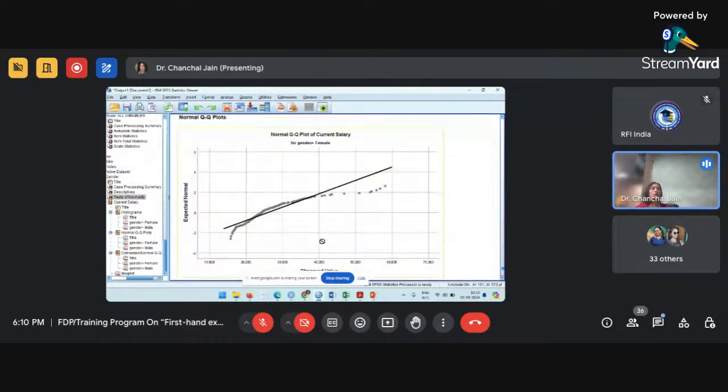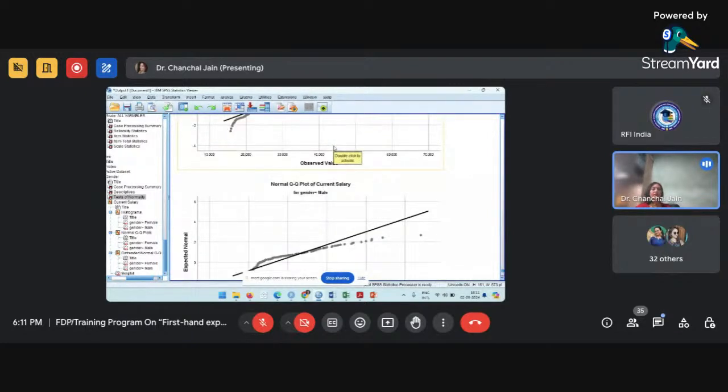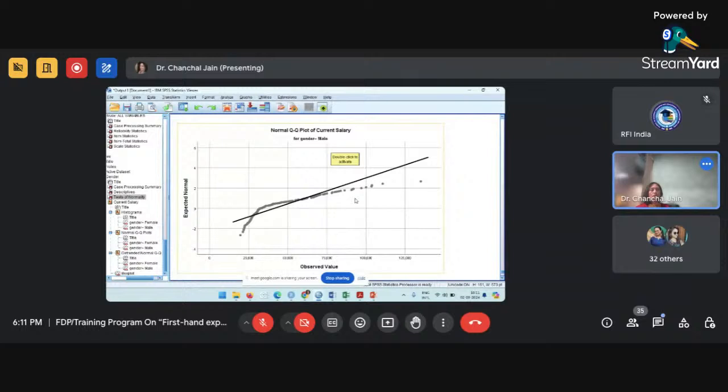Looking at the QQ plots, these are also stating a similar thing, right? The data points are not following the fitted line. They are violating it, or are very far away from the line. So you can say that your variable salary is not normally distributed for the female group, and similarly for the male group also, right?